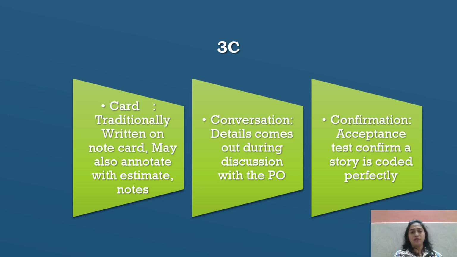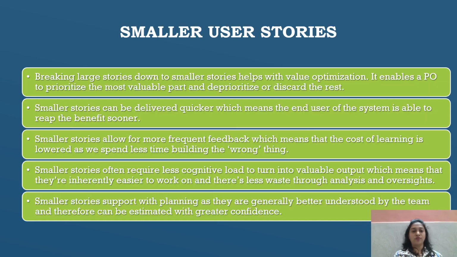Card means the note. The conversation means the details come out during the discussions with the PO, that is the description. Then the confirmation means the acceptance criteria. Okay, these three C's are important while creating user stories. The smaller user stories, you can say, is breaking large stories into tasks, which we can also call subtasks.